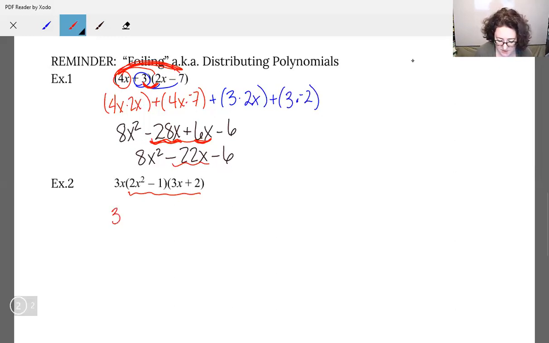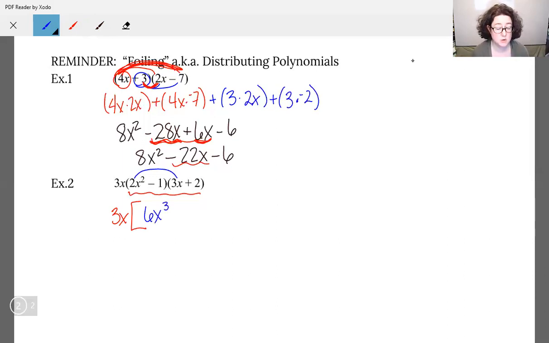So this is really going to be 3x times whatever I get out when I multiply these two sets of parentheses. So again, I want to do this systematically. 2x squared times 3x, well, that's going to give me 6x cubed, right? Because x squared times x gives us x cubed. 2x squared times positive 2 will give me positive 4x squared.